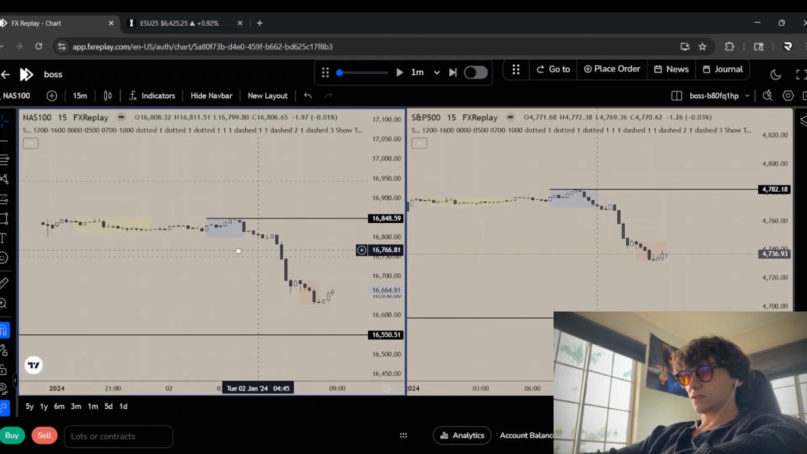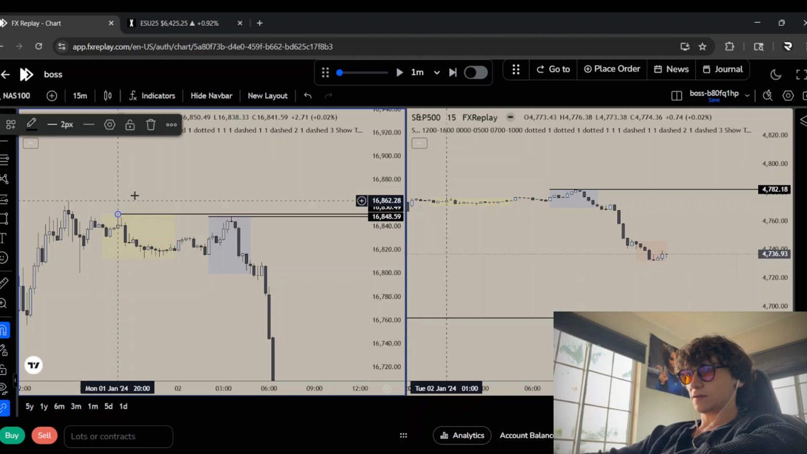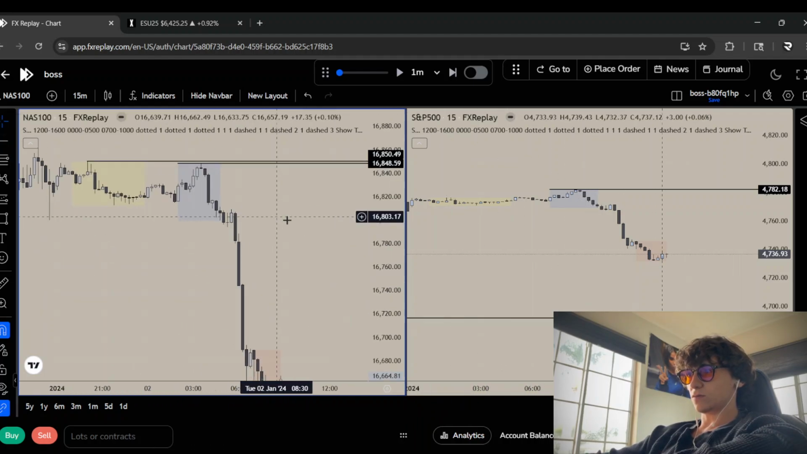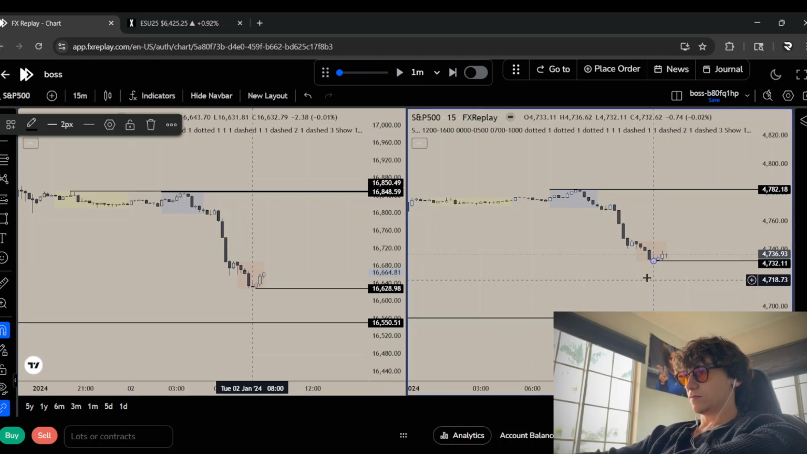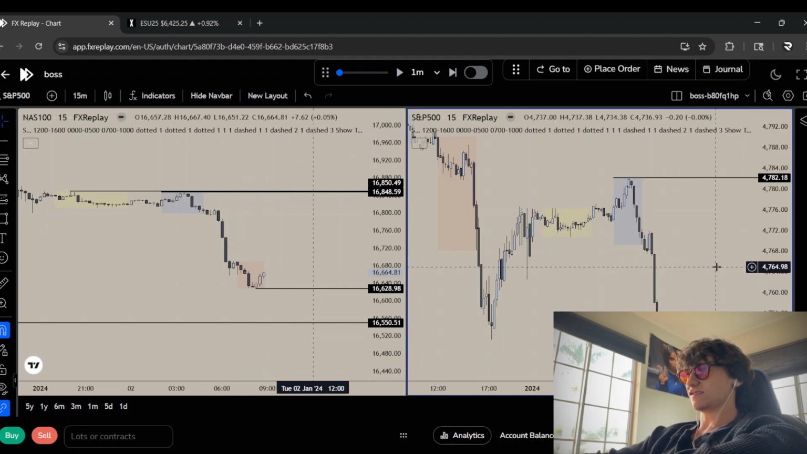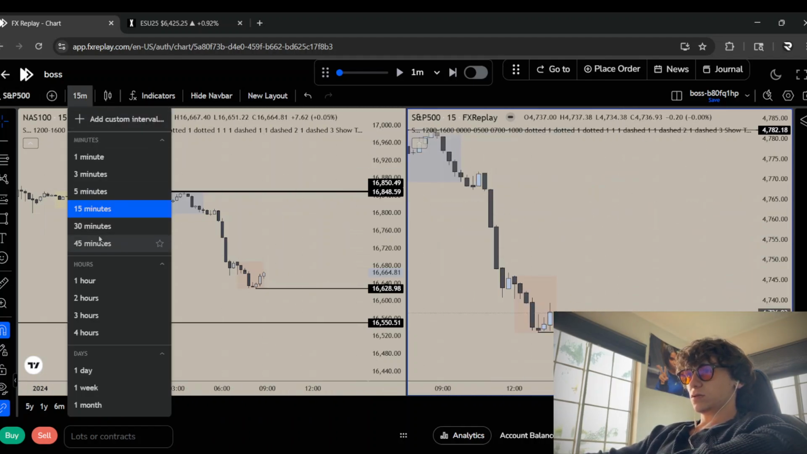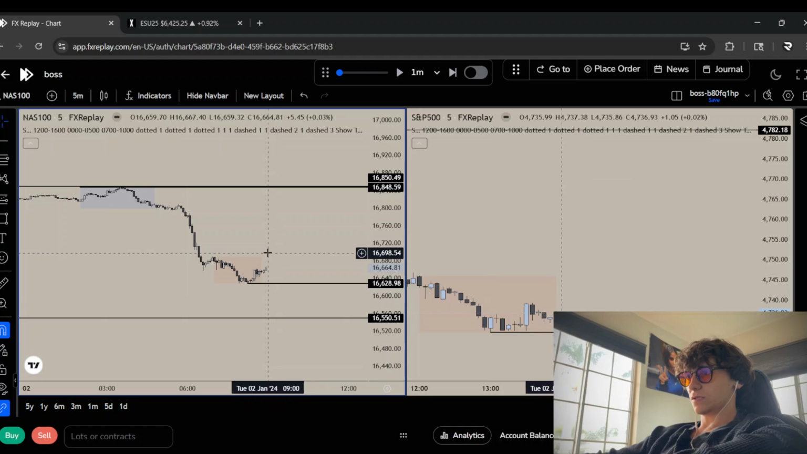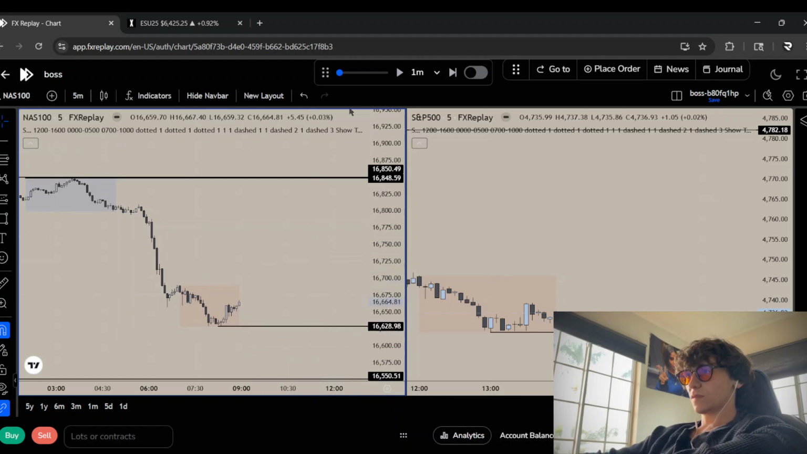Hop down to the 15. So that's a London high. London high, Asian high are relatively equal. And then right now we have pre-market lows right there. Okay, we made an SMT off of Asia session. So hop down to the 5. What time is it? 9. Alright, let's see what happens.